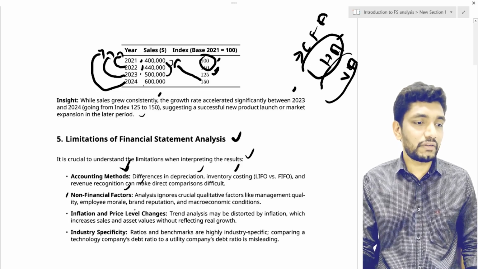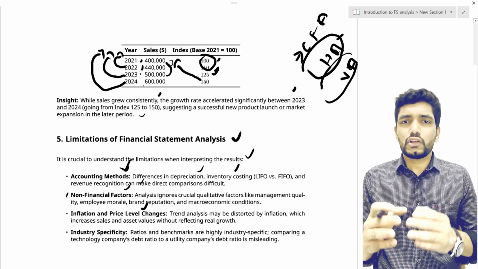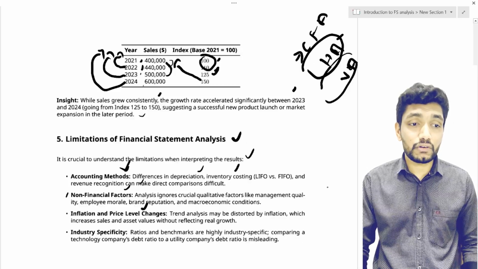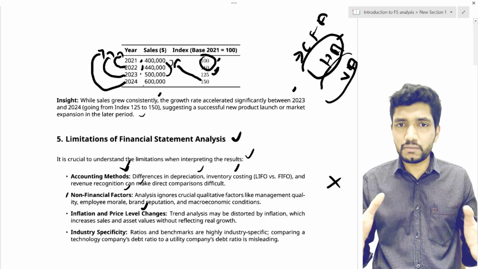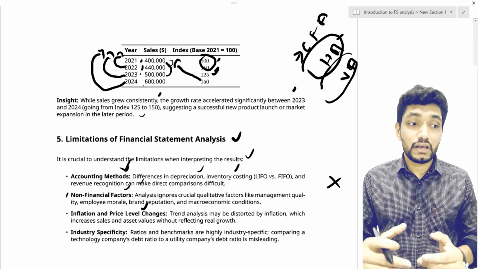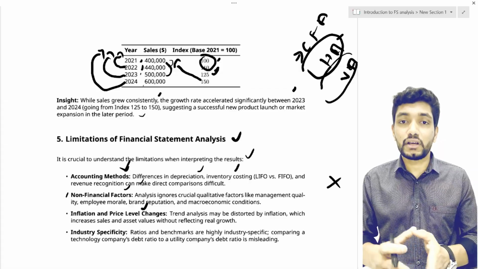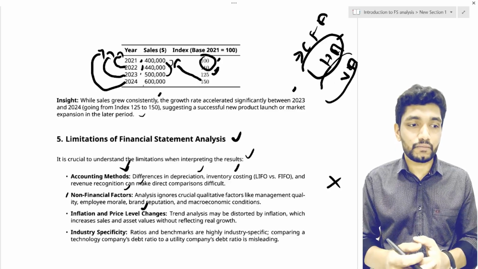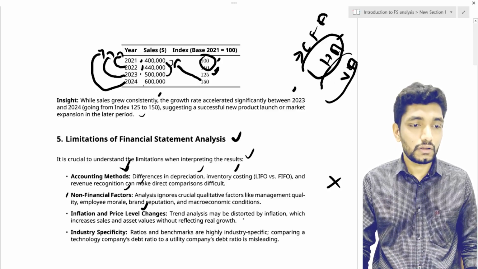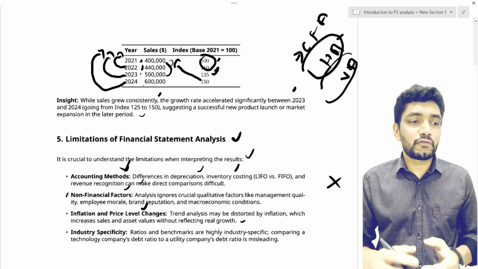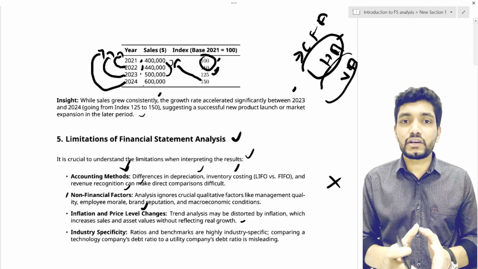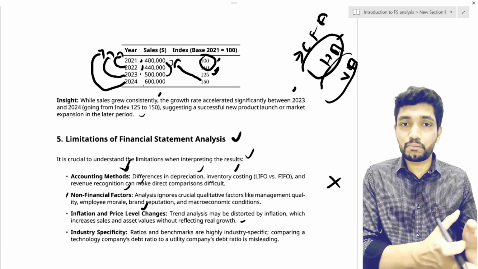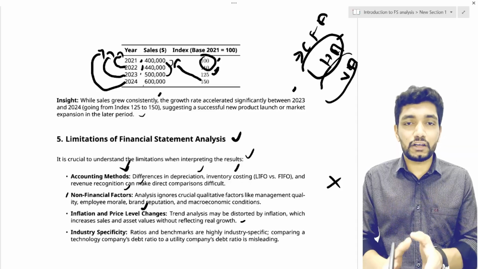Again, inflation and price level changes. If we are doing a trend analysis, sometimes we will notice a positive change in the sales, but it might not be entirely sales volume growth. Sometimes it can be the inflation rate or changes in the inflation level. So inflation and price level changes have to be considered when we are doing a trend analysis, especially when comparing past financial performance with current financial performance.